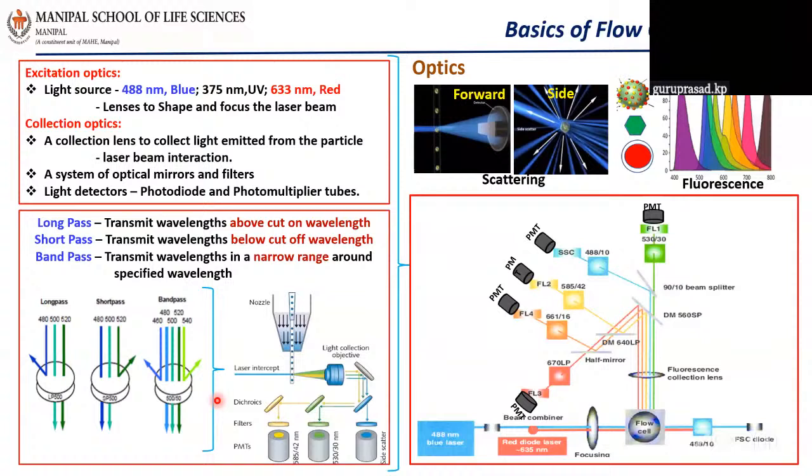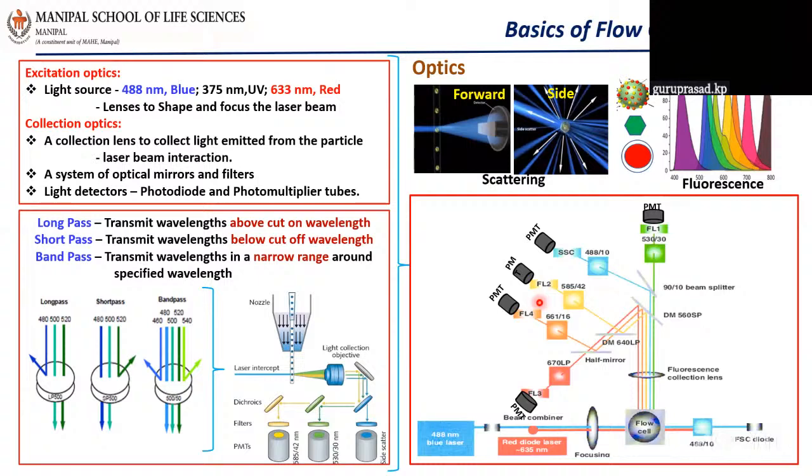In other words, suppose it is a band pass of 500, it will allow only wavelengths from maybe 480 to 520 nanometer to cross. So below 480 and above 520 nanometers are reflected in the band pass mirror. So they use different kinds of mirrors to reflect the light and filter the light.